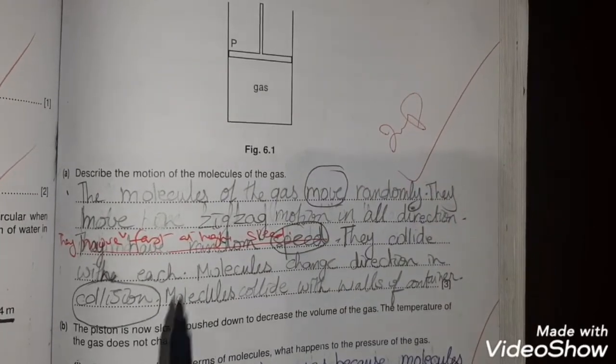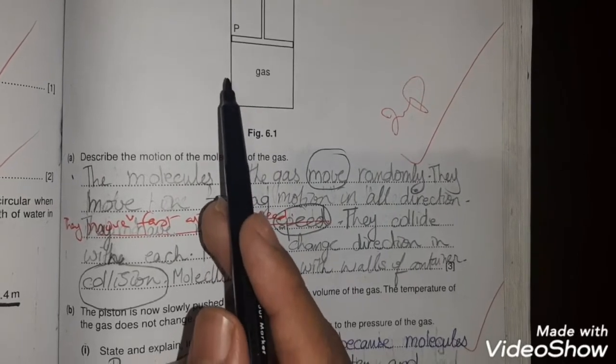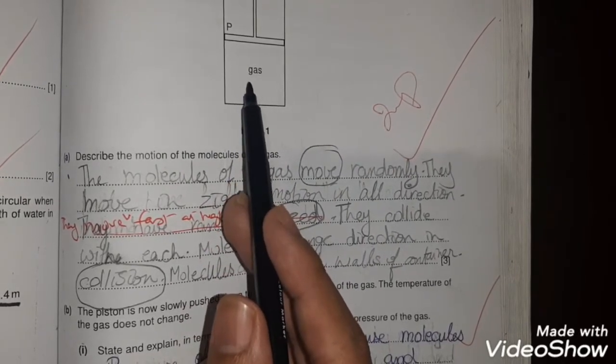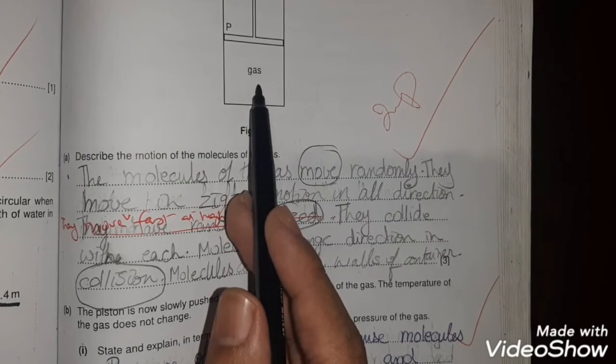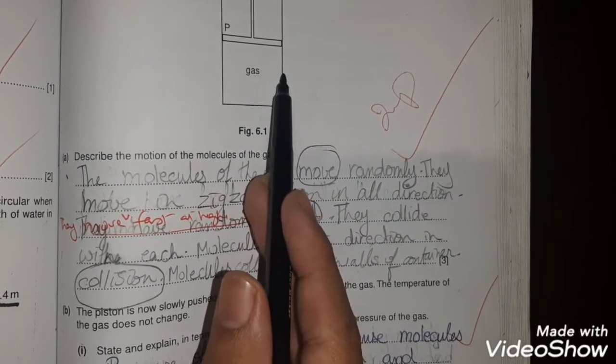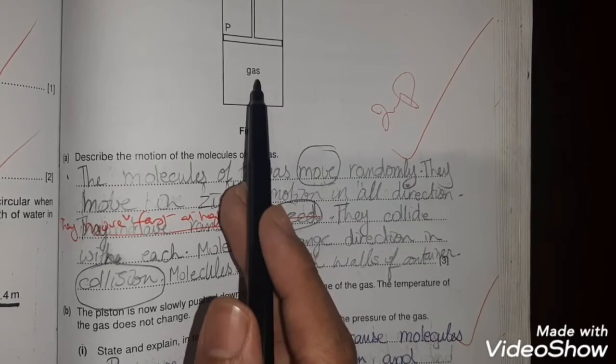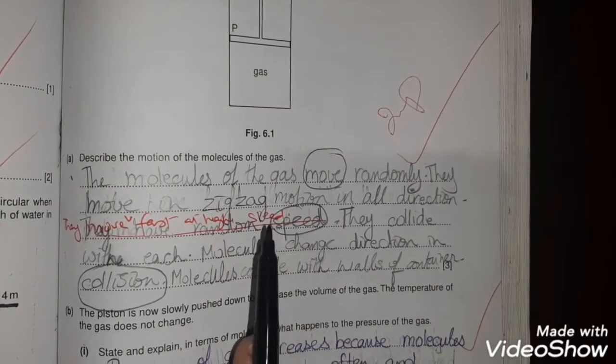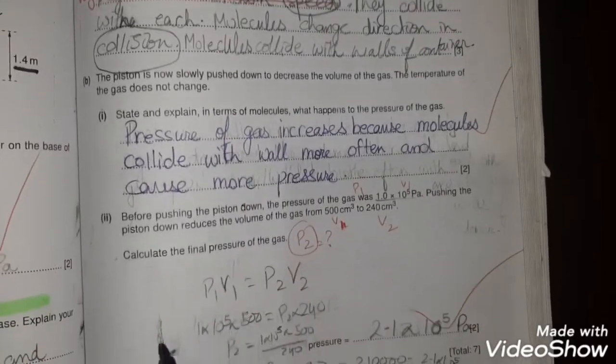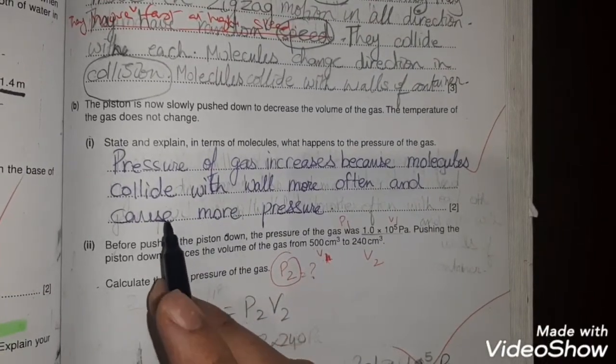Since the volume in which the gas is fitted is decreasing, the gas molecules will hit the wall of the cylinder more often, and this will create more pressure in the gas cylinder when the piston P is pushed down. So this is what we will write in part 1.